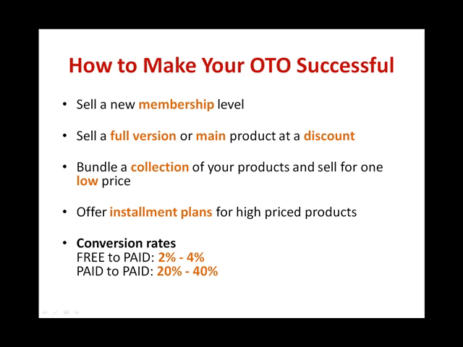Offering installment plans for high-priced products that you have. Let's just say you have a $1,000 product and not everybody can afford $1,000 right away. So you can offer a 3-month or 6-month installment plan for a high-priced product like that, for example.